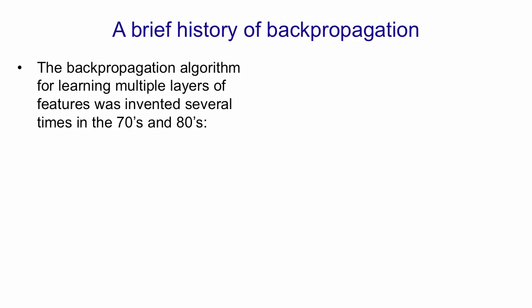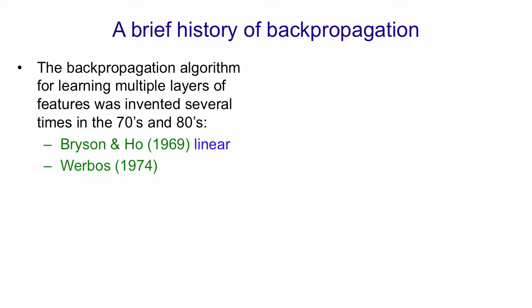Backpropagation was invented independently several times in the 70s and 80s. It started in the late 60s with control theorists called Bryson and Ho, who invented a linear version of backpropagation. Paul Werbos went to their lectures and realized it could be made non-linear, and in his thesis in 1974, he published what's probably the first proper version of backpropagation.